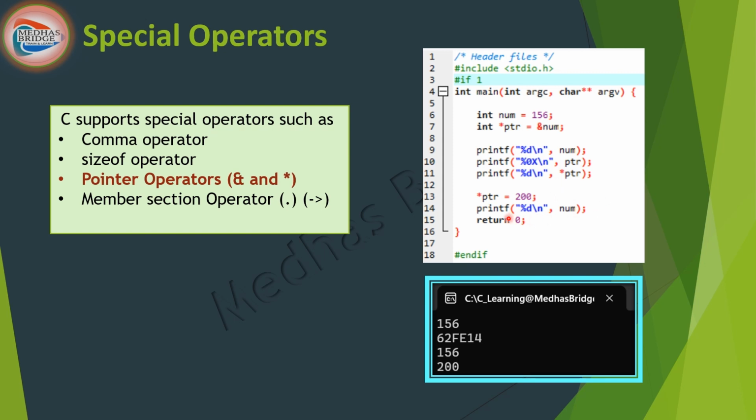So if I try to print the value of num in line number 14, this is what I get, 200, instead of 156. This is a beautiful concept, pointers. So we will see more illustrations to capture the concept. So for now, this is how pointer operators, also called special operators in C, work.